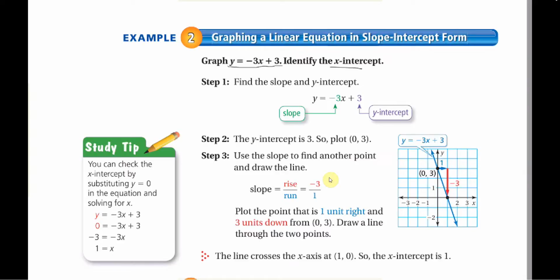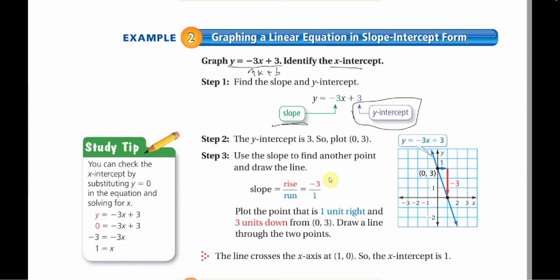So before we graph anything, we always first find the slope and the y-intercept. You see that it's already in slope-intercept form, y equals mx plus b. See how it's in that form already. And they've identified the slope and they've identified the y-intercept. So then they plotted the easy point.